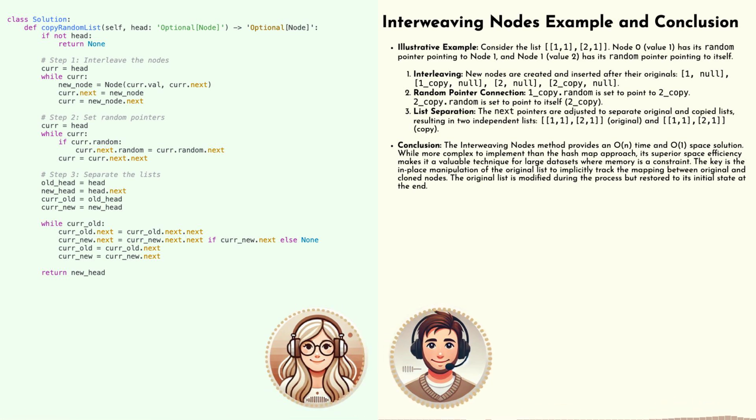So for unzipping, we adjust those next pointers. Starting with A, we want it to point to B, skipping over A prime. So it's back to the original A to B. And then for A prime, we want it to point to B prime, skipping over B. So A prime to B prime. And then we just keep following that pattern down the list. B to C, and then B prime to C prime, and C prime's next pointer stays null. So we've got our original list back in its original form, A, B, C, and a completely separate, properly linked copy, A prime, B prime, C prime. And we did it without needing that extra memory from a hash map.